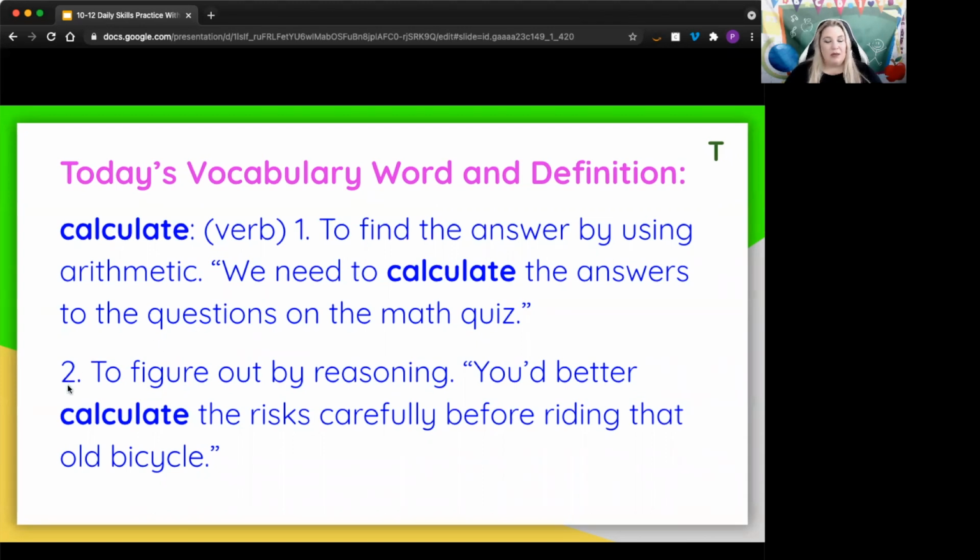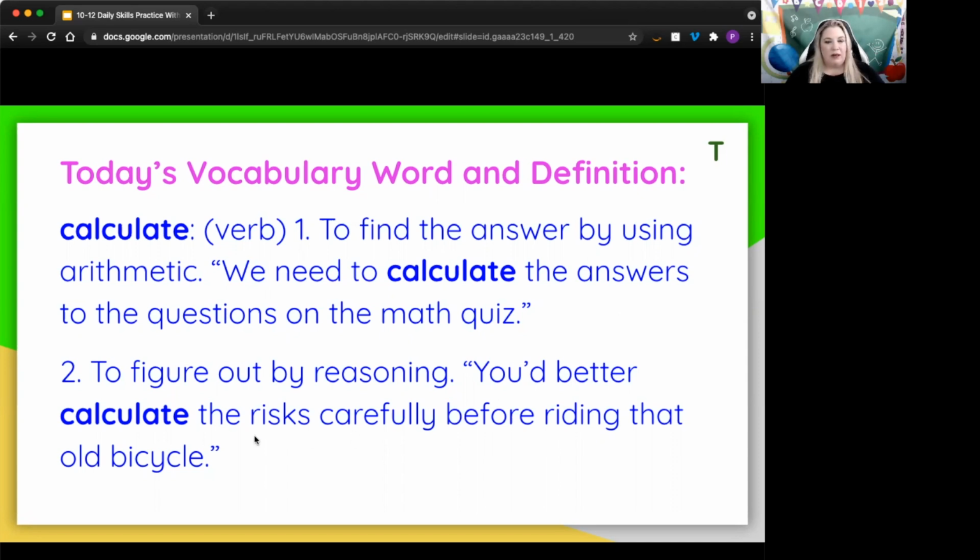It could also be used like this, to figure out by reasoning. You'd better calculate the risks carefully before riding that old bicycle. All right, so calculate is used two different ways. It can either be a math calculation, where you're adding, subtracting, or something like that. Or you could be thinking about something, maybe adding up the risks or trying to decide if it's a good choice to make based on your reasoning.